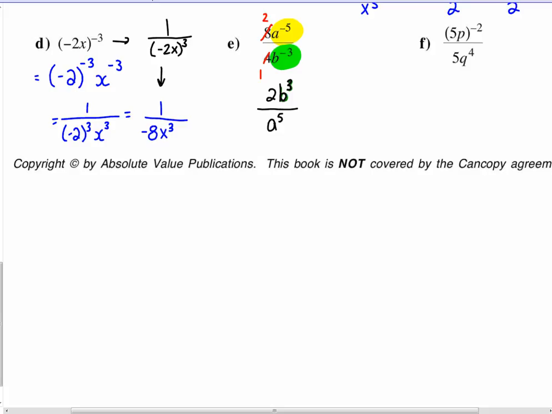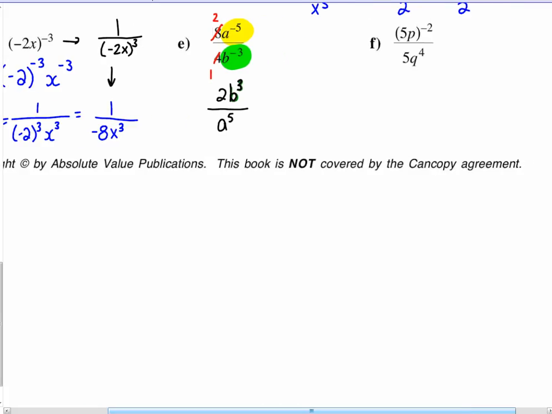So here in F, notice the negatives applying to both the 5 and the P, because it's inside the brackets. So we can move that entire thing down. If I move this entire thing down, what will the exponent be, positive or negative? Positive. We're moving it across the border. It's now positive. Changes the sign. Is 5q to the 4 still on the denominator? Yes. It didn't have a negative exponent. It stays where it is. So what's left on the numerator? 1. It's the invisible coefficient kind of thing.